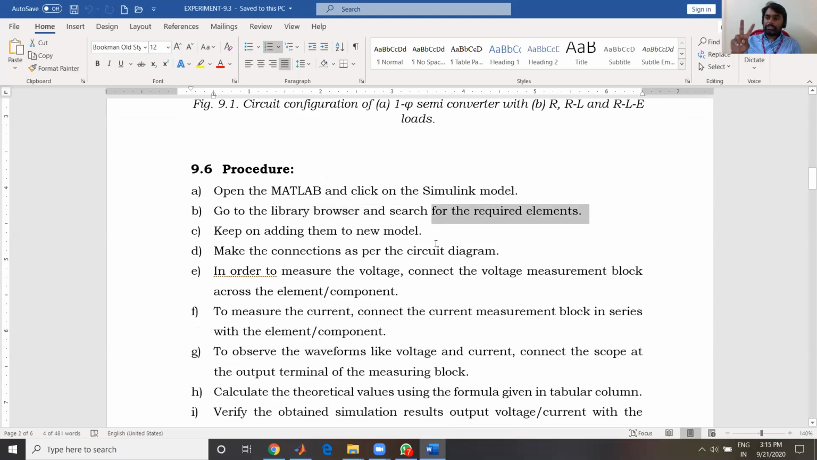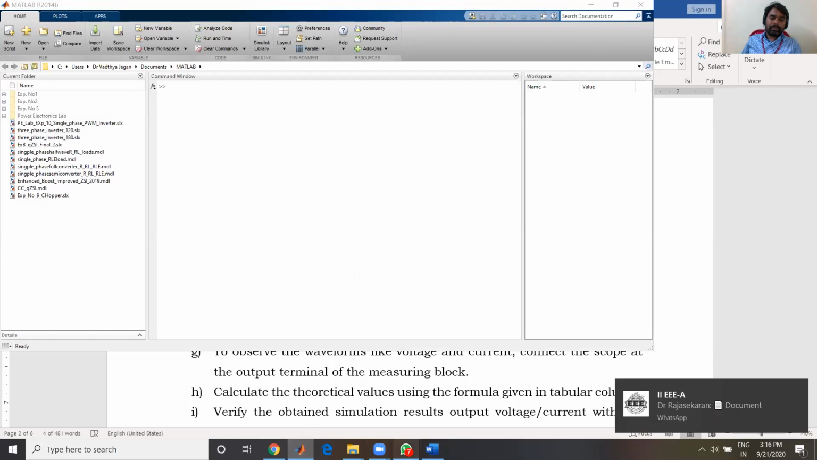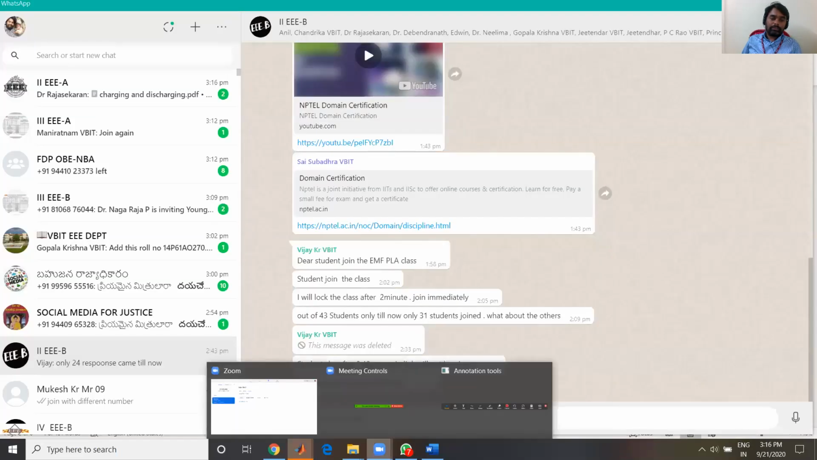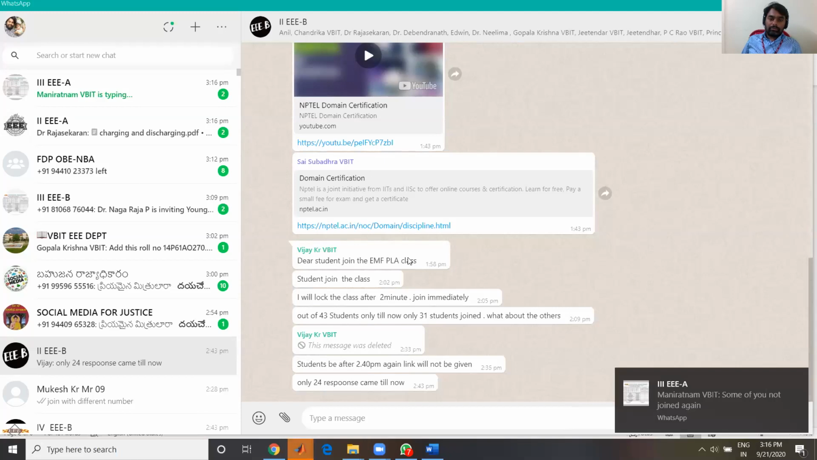So we need 2 thyristors, 2 diodes, 1 load, 1 current measurement block to measure the current, 1 voltage measurement block to measure the voltage, and 1 AC source. We need a DC source also, which is connected in the load, which is a battery load. We need a pulse generator and a scope. All those things you can find in this document. Let me share that one. Now it is opened, an untitled page is open now.